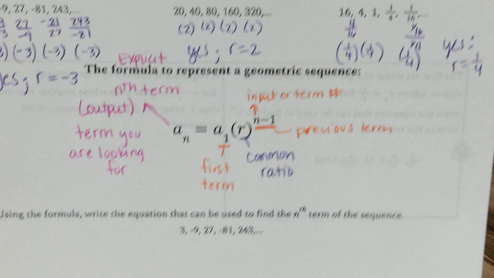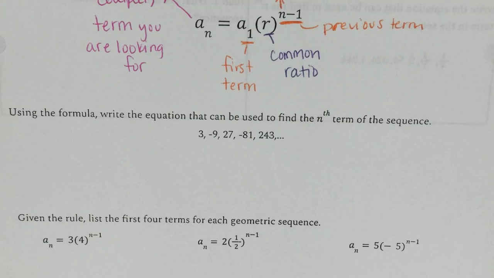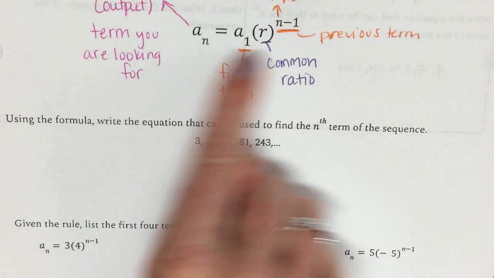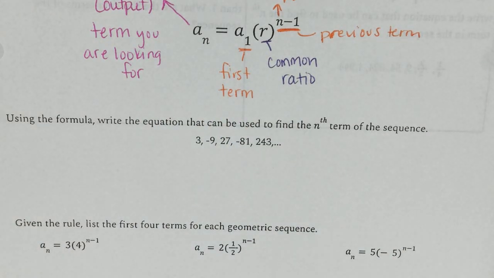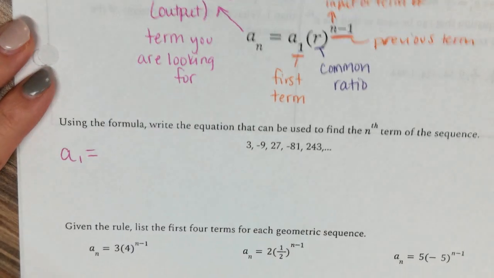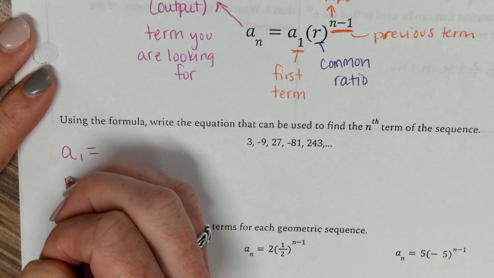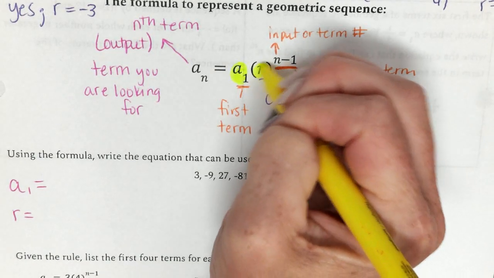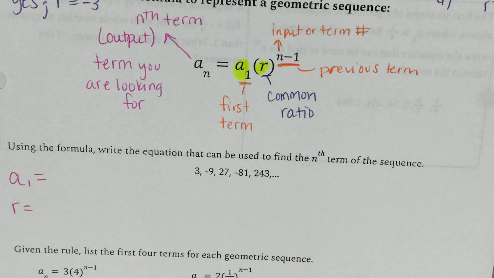All right, the next one. Using the formula, write the equation, meaning write the explicit formula that can be used to find the nth term in the sequence. Okay, well, to write this formula, you need 2 pieces of information. You need the first term, and you need the common ratio.